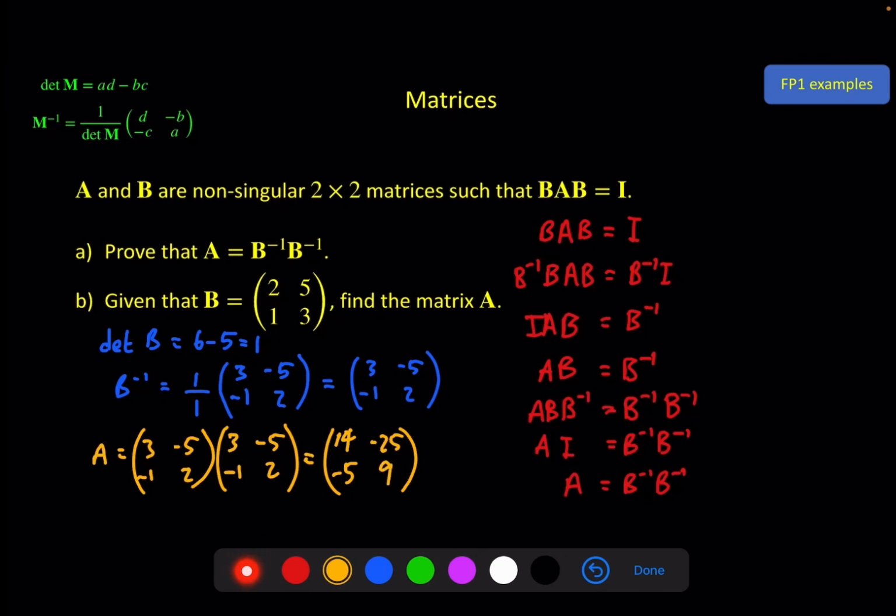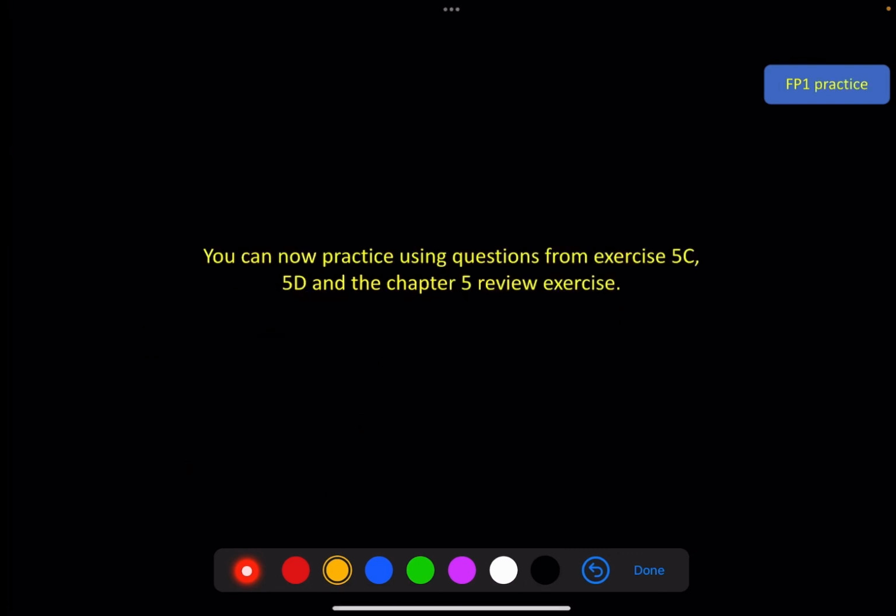And there we go. Hopefully now that has been enough for you to have a go at the remaining questions in exercise 5C for determinants, 5D for inverses, and the chapter 5 review exercise for all the work so far on matrices, which will continue into chapter 6. Maybe I'll see you there.